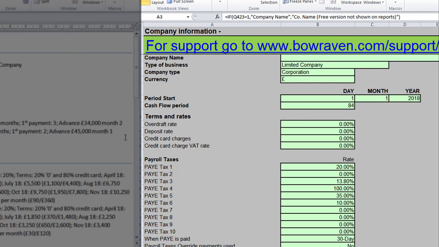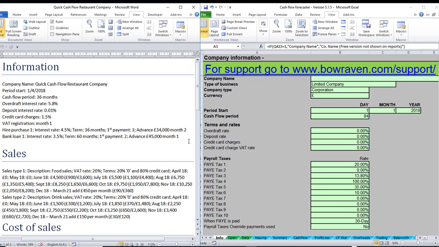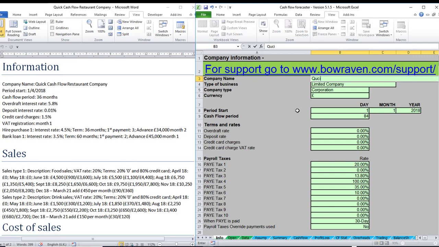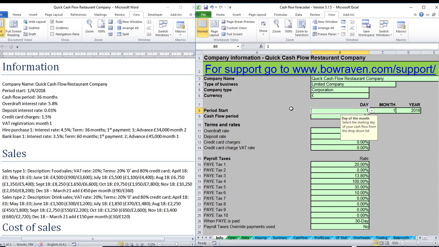I'm going to input this information into the software and produce some reports, hopefully within a very short space of time. So without further ado, let me begin. Let's start by inputting the name of the company, which in this case is Quick Cashflow Restaurant Company. After that, the next item to change is the period start. The start date is the 1st of April 2018, so I'll just change that to a 4 to make that into April.